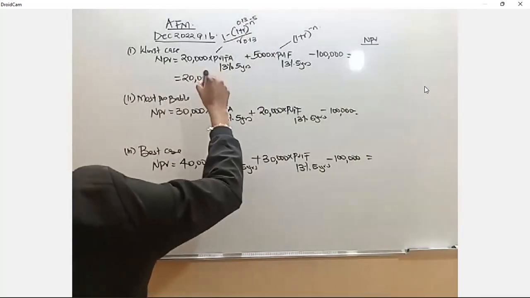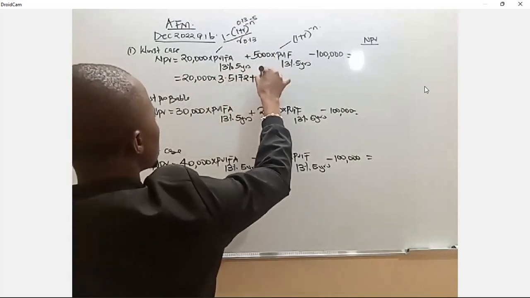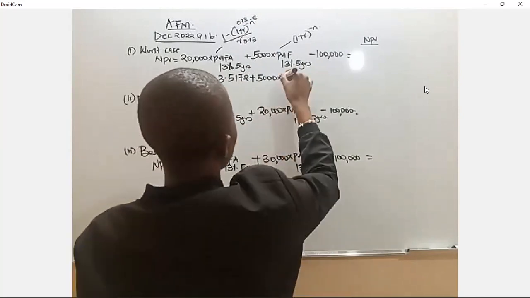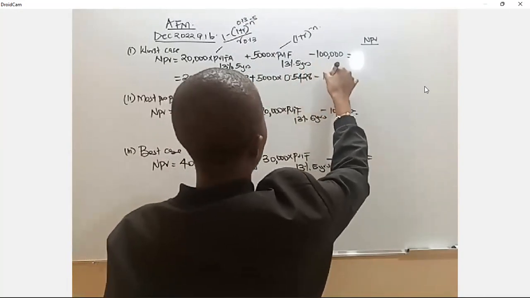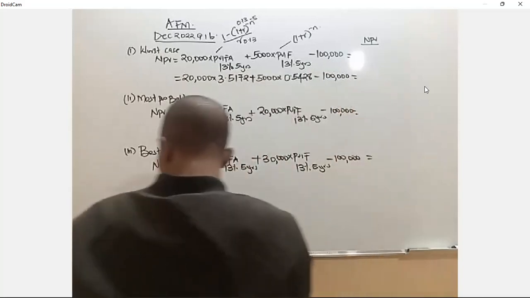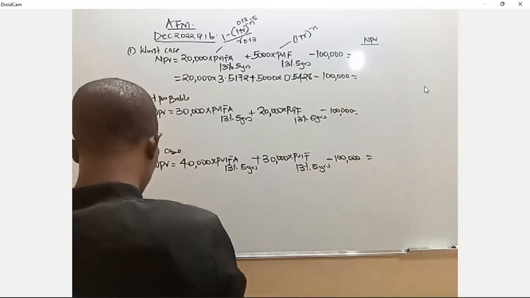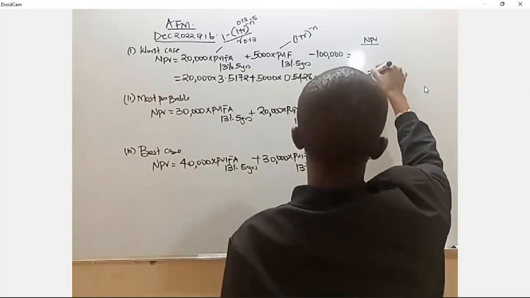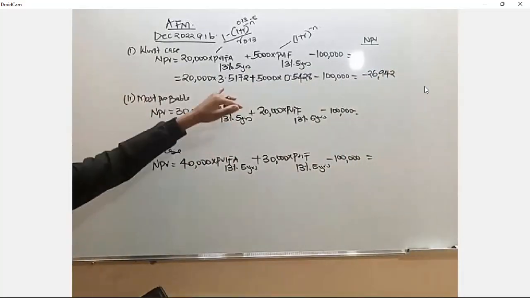I think we should be getting 3.5172 plus 5,000 times, when you take 1.13 raised to -5, something closer to 0.5428. Even when you check in the table, it should be the same, minus 100,000. So I just want to put this data on my calculator. 20,000 times 3.5172 plus 5,000 times 0.5428 minus 100,000 should be -26,942.